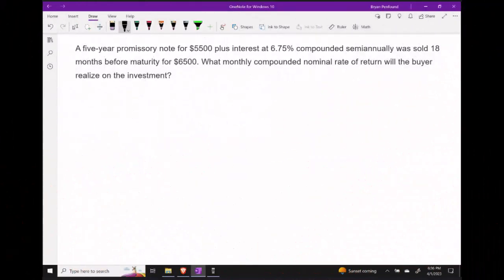A 5-year promissory note for $5,500 plus interest, evaluated at 6.75% compounded semi-annually, is going to be sold 18 months before its maturity date for $6,500. Let's try to determine what monthly compounded nominal rate of return the buyer is going to realize on the investment.